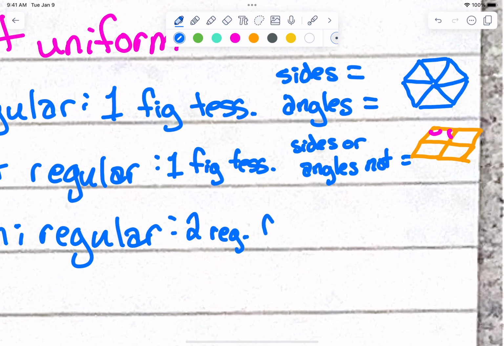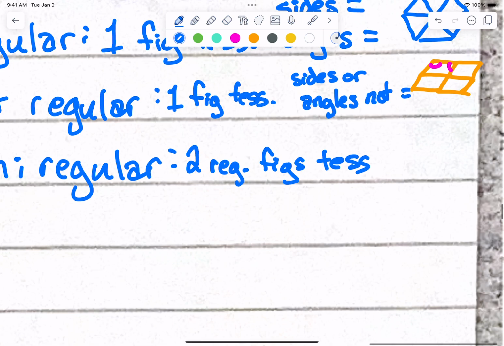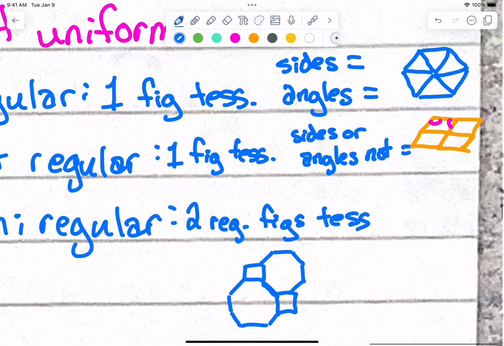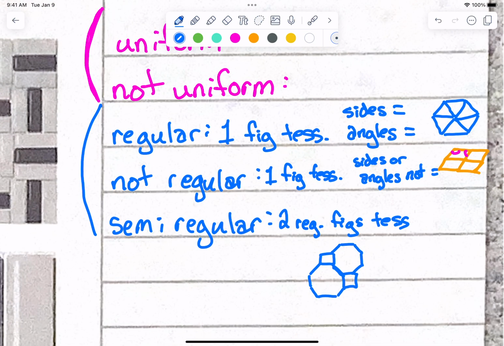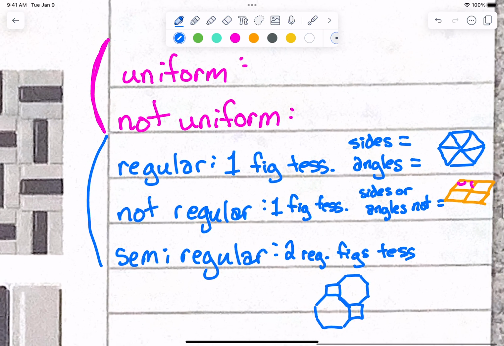Okay, what's semi-regular? When two regular figures tessellate, like a square and an octagon. And we just had another one of those. Like that. Another box right here. That's a semi-regular. You don't have to draw those figures, but I'm just trying to illustrate this. All right, uniform and not uniform is a little bit tricky.